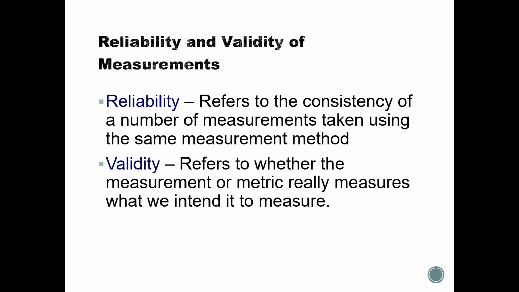Reliable means that it has to have consistency every time we use the measurement. Similarly, validity means that it has to really measure the thing that we want to measure. Of course, these both have some problems if we don't understand what we are actually looking for.